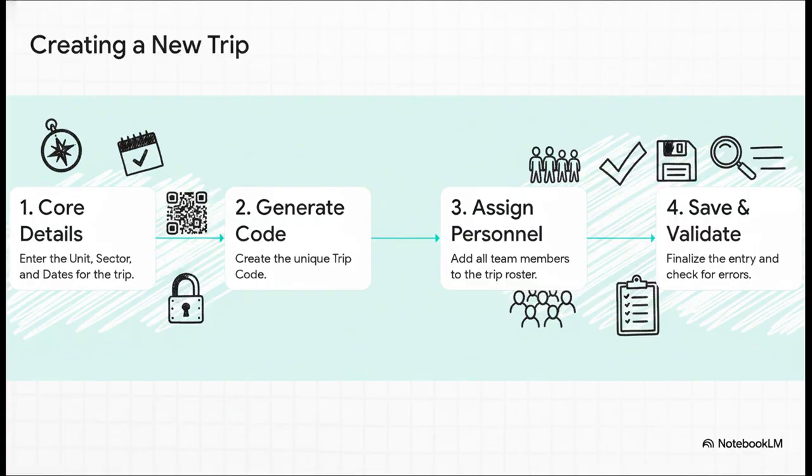Think of creating a new trip as a simple 4-step process. First, you'll enter the core details. Then, generate that unique code. After that, you'll assign your team. And finally, the all-important save and validate. So let's kick it off with those core details.